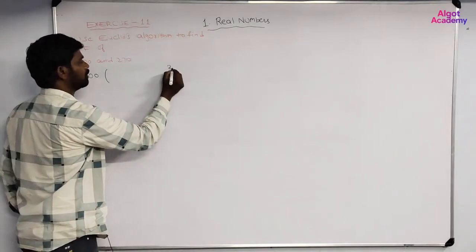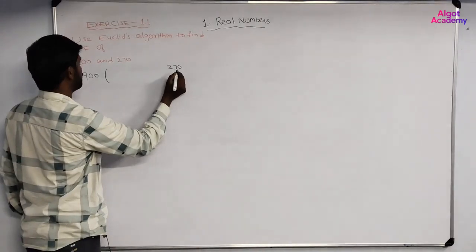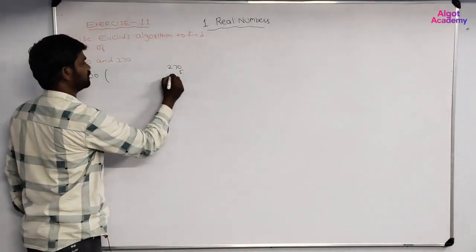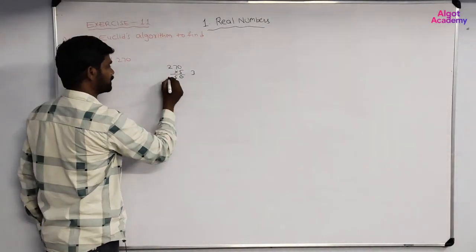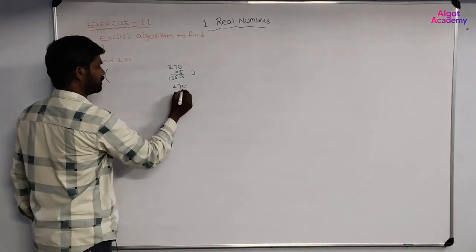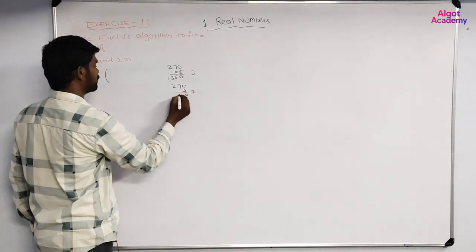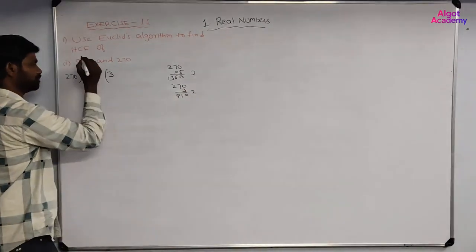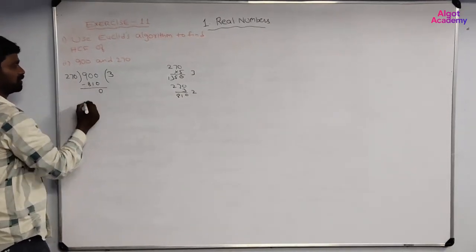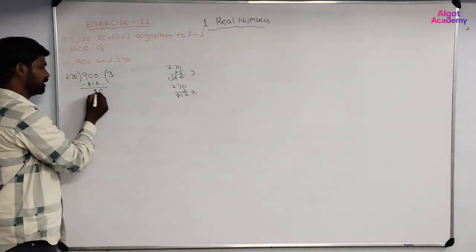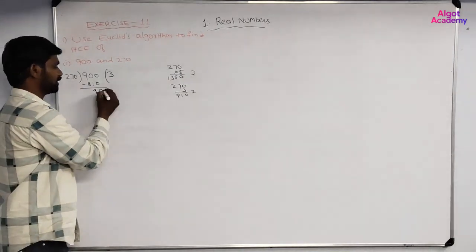So let us find out which table is applicable here. 270 into 3 is 810. So we can write here 3, so it is 810. Then 0 minus 0 is 0, 10 minus 1 is 9. Okay, so here we get 90.